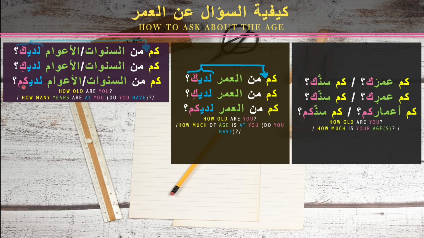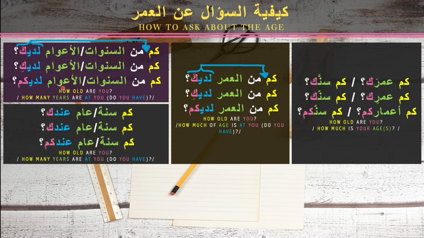Okay, the same thing, we can relocate the adverb complex to be located at the beginning of the phrase after the interrogative tool كم. So it can become كم لديك من السنوات. In this scenario, you still can say كم لديك عام or كم لديك سنة. كم لديك من الأعوام, or كم لديك سنة. كم لديكم من السنوات, كم لديكم من الأعوام, or كم لديكم سنة, كم لديكم عام.